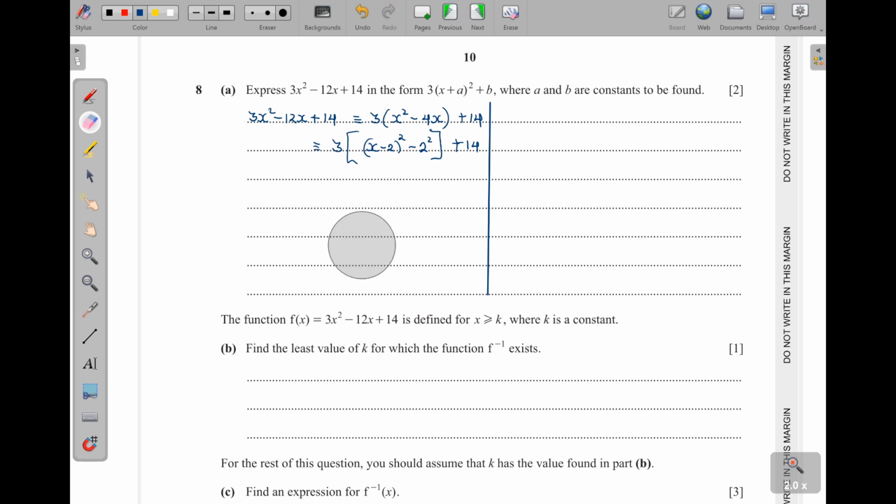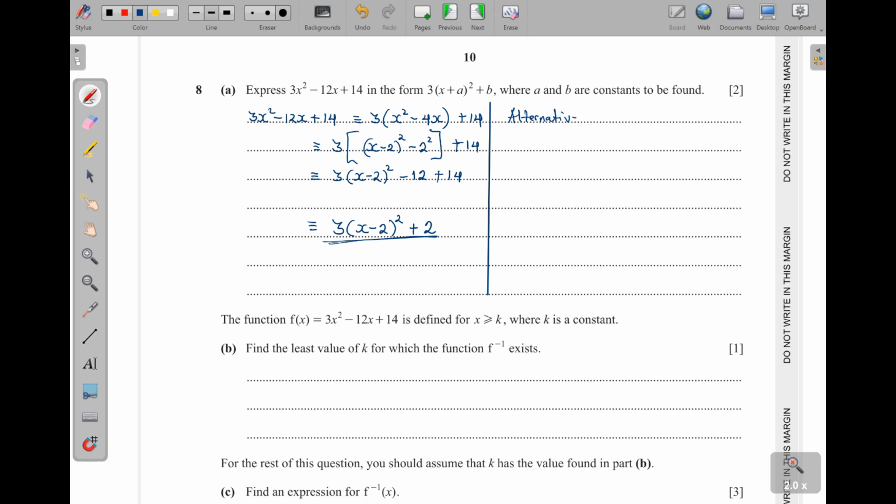Then after that, we can now open the brackets and then simplify. So this will be 3 into x minus 2, bracket squared, then minus 4 times 3, that will be negative 12, then plus 14. So our answer here is going to be 3 into x minus 2, bracket squared, 14 minus 12, that one will give us a positive 2. So that is that. Meaning a is negative 2, and b is positive 2. Then, alternatively, you can do it like this.